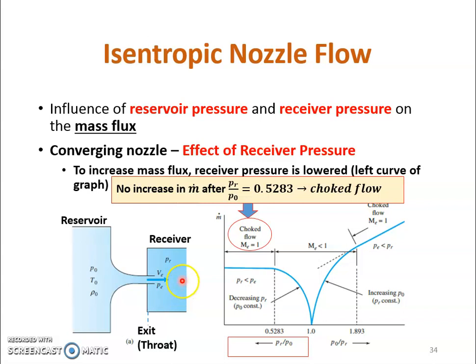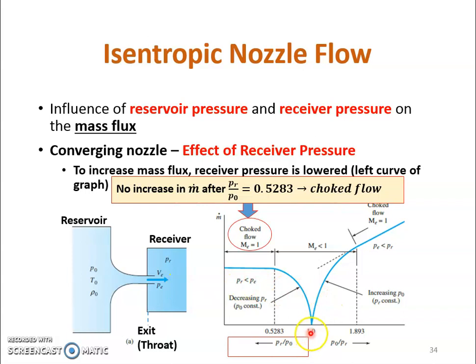So when you open the valve slowly, you are going to reduce the receiver pressure, or the back pressure here. When you reduce the receiver pressure or the back pressure, you are going to get the flow from the reservoir through this nozzle. Everything at the reservoir condition is held constant, so we just reduce the PR, and you can get the flow inside the nozzle.